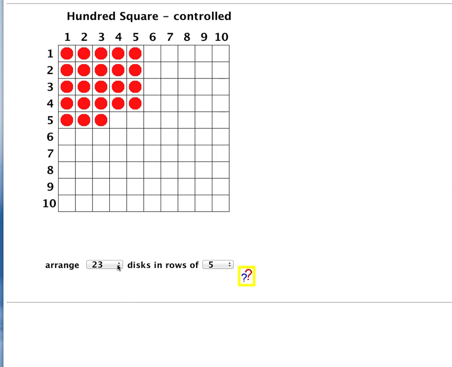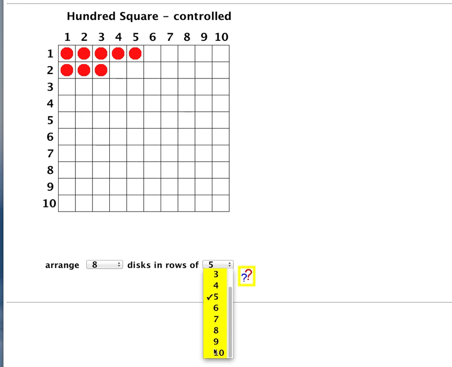I'll start with, say, the number 8 and see whether it is rectangular or prime. And I'll reset the number of discs per row to 10. So the question is, can I arrange these 8 discs into a rectangular pattern? By the way, having a single line of discs is no good. I need to have at least 2 rows and 2 columns for the pattern to be rectangular.